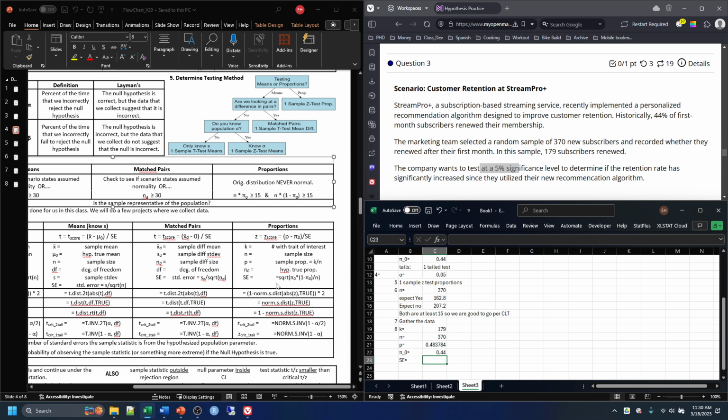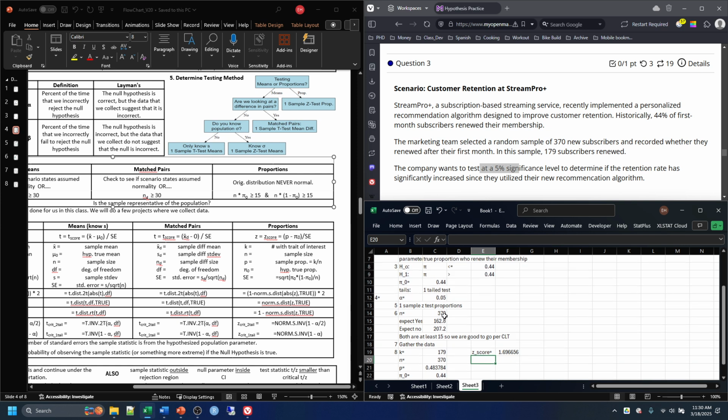And the standard error, notice it's equal to the square root of pi naught times 1 minus pi naught divided by n. So we'll do equals square root of our pi naught times 1 minus pi naught, divided by our sample size. And that gives us our standard error. Now that we have our standard error, I can calculate out my z-score. That is just going to be equal to parentheses, look up here, sample proportion minus hypothesized population proportion divided by the standard error. That gives me my z-score.